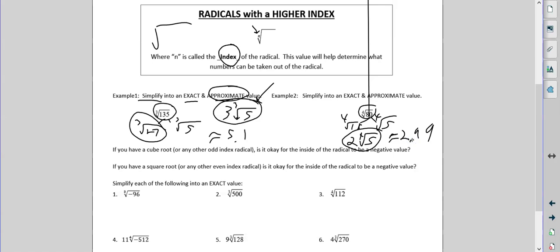All right. Now, if you have a cube root or any other odd index, is it okay for the inside to be negative? Well, that is a resounding yes, because a negative times a negative times a negative is still negative. But as we talked about in the previous section, you cannot with a square root or any other even root, like a 4 or a 6 root. So that is a no. An even number root cannot be negative.